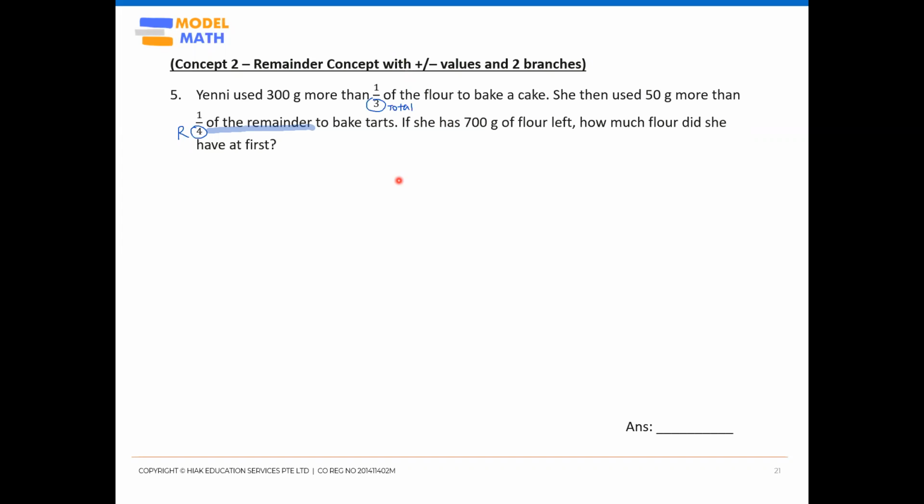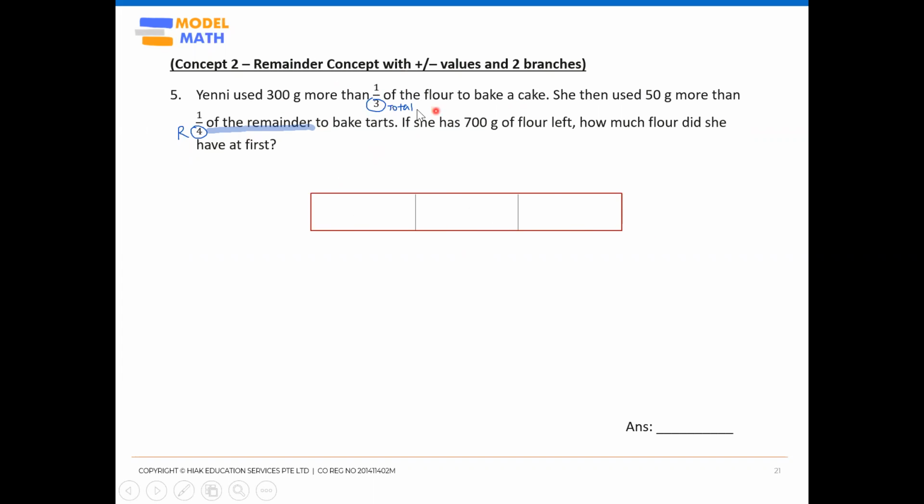Okay, so let's go on to draw the model. How should I draw it first? Of course, I start with the three units first, not the 4. The 4 is the remaining later. So start off with drawing 3 units. Make sure you're drawing big enough so that you have space to cut and do your labelings. Okay, so 3 big parts.